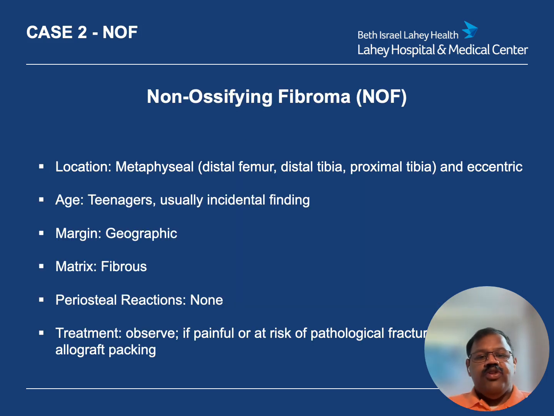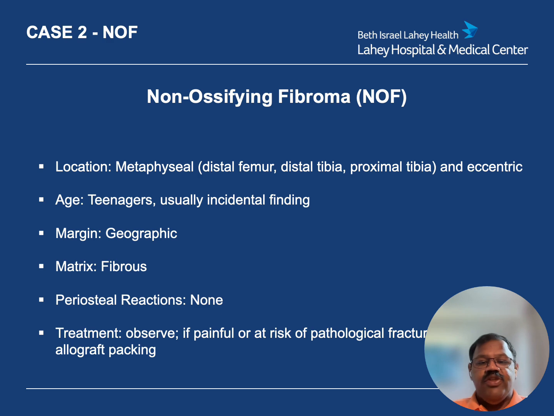So non-ossifying fibromas are usually metaphyseal. They occur in the distal femur or distal tibia, sometimes in the proximal tibia as well. They're eccentrically located, as mentioned. The typical age group that we see them in is teenagers, and it's usually an incidental finding, like in this patient who had a twisting injury while playing a sport and ultimately had x-rays obtained that revealed an incidental finding. The margin is geographic.